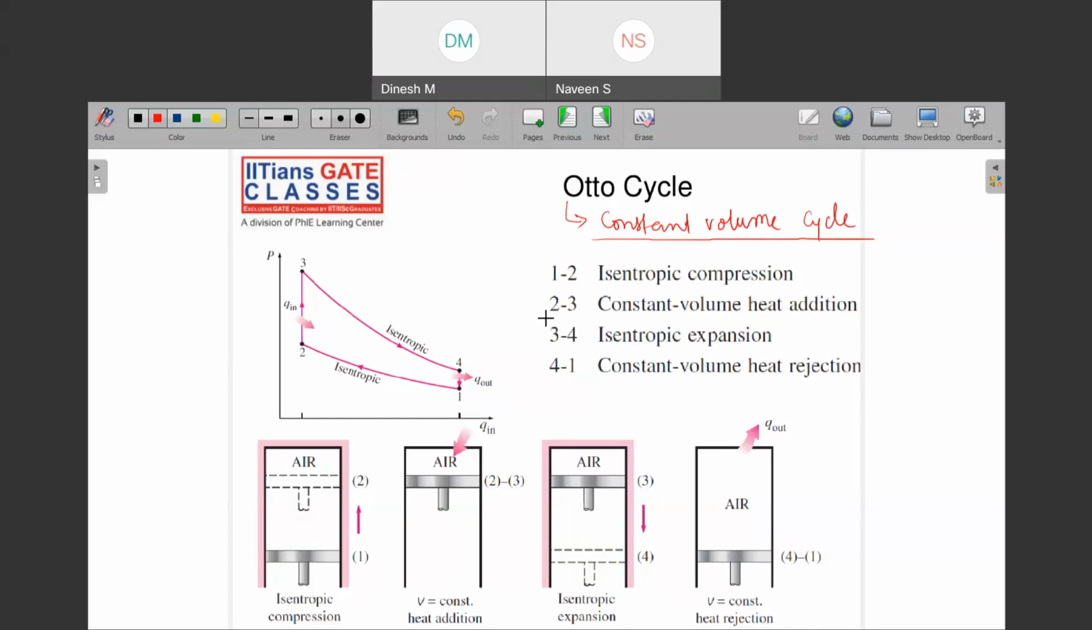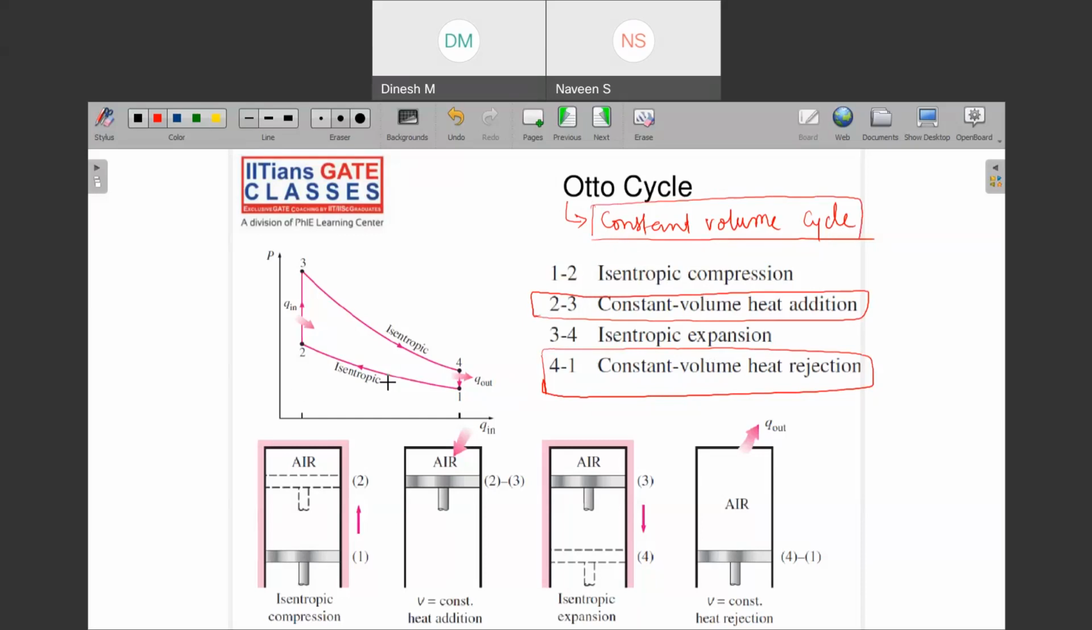So they would ask that in the Otto cycle, heat is added at what? Heat is added at constant volume. They might ask, heat is rejected at what? Constant volume. And problems like that keep on coming, right? This is why it is also called a constant volume cycle. Okay, let us quickly move to the next.